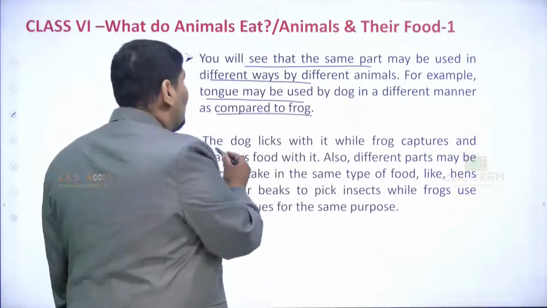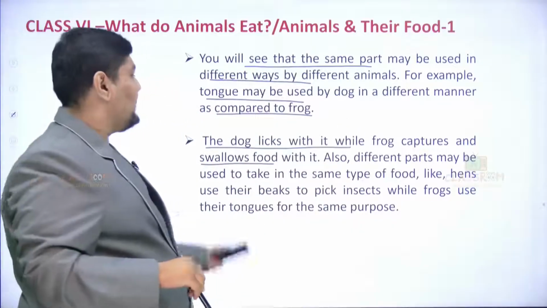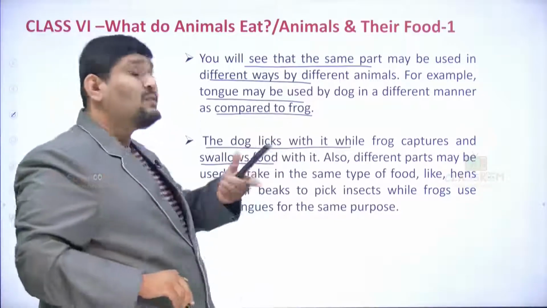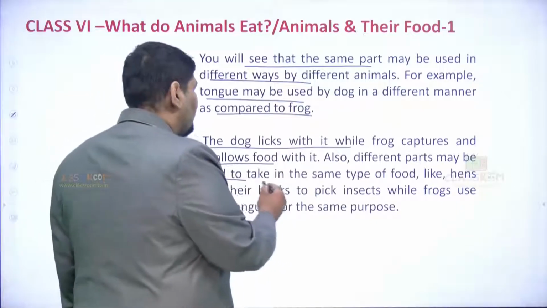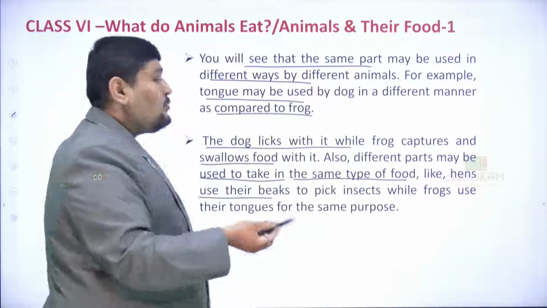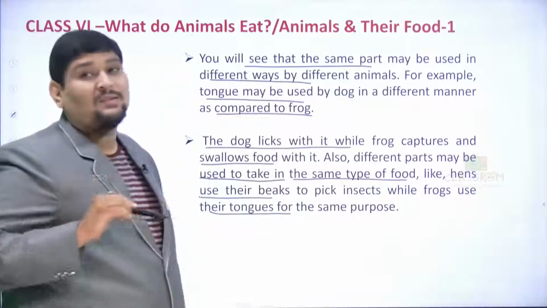The next comes, the dog licks with it while the frog captures and swallows food with it. Can you see now? The dog licks with it, whereas the frog captures and swallows it directly. Also, different parts may be used to take in the same type of food, like hens use their beaks to pick insects while frogs use their tongues for the same purpose.